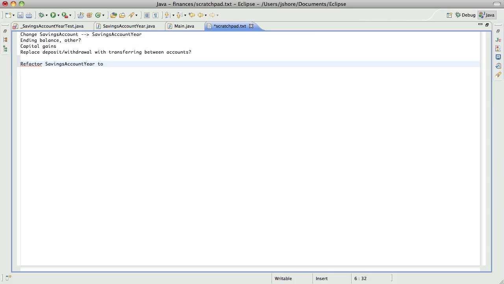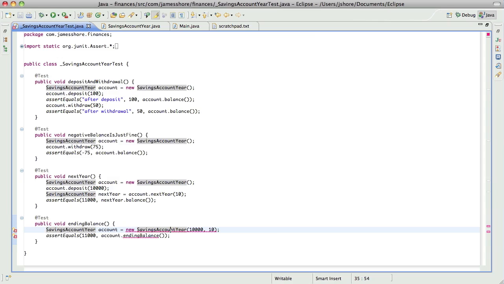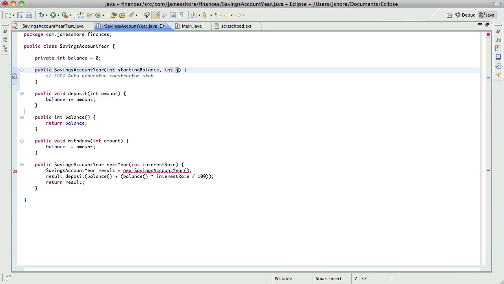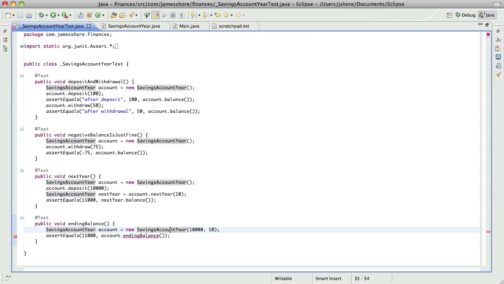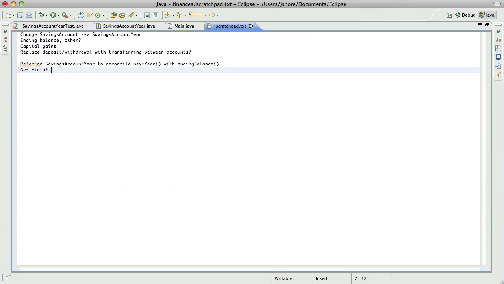We're going to want to reconcile the next year approach with the ending balance approach. Leave a structure here, which of course is going to cause everything else to break. I think we want to get rid of that old constructor.